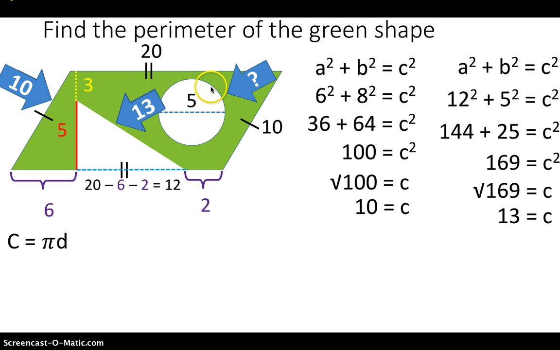Okay, now the last part is to find this other unknown, which is the distance around the circle, because that's also considered part of the outside of the shape since it's like the part that's missing.